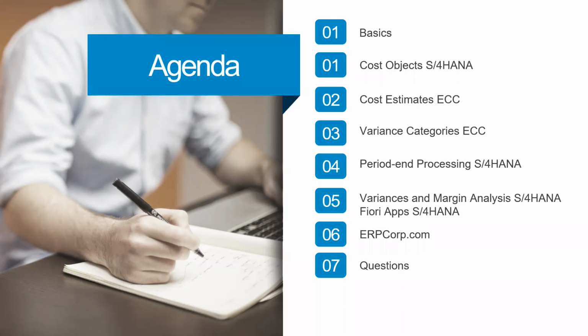We're going to talk about the basics of variance analysis. What is variance analysis? That's a good question. We're going to go straight into that. And then we're going to discuss what's new in S4HANA. It's an important topic, so you can use that in other areas other than variance analysis. We'll discuss cost objects in S4HANA, cost estimates, variance categories. So we'll review the basics in ECC and then move quickly on to what's happening in S4HANA. So let's proceed then.